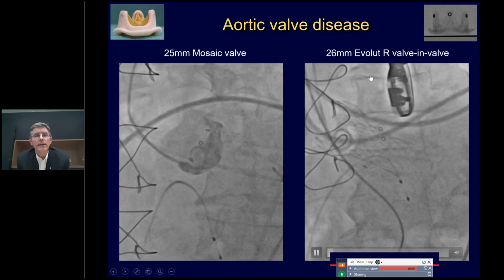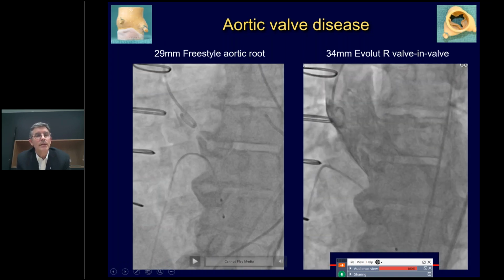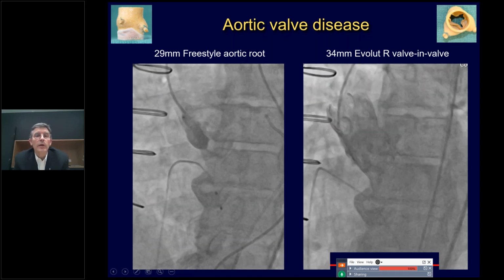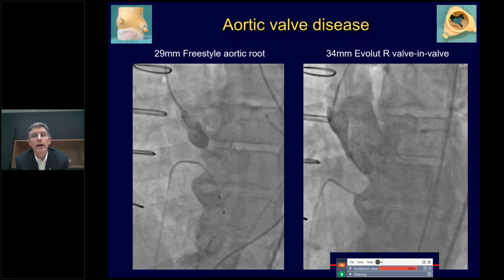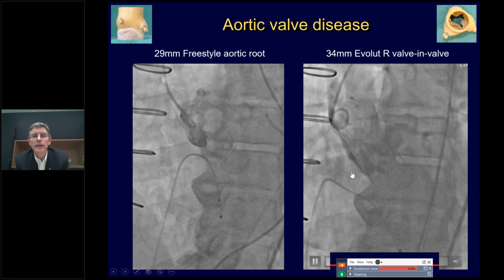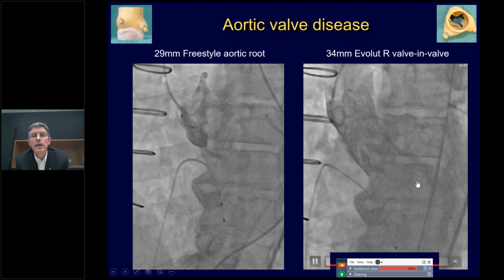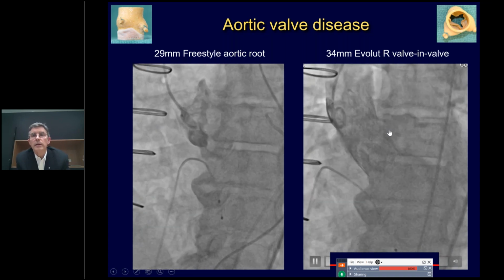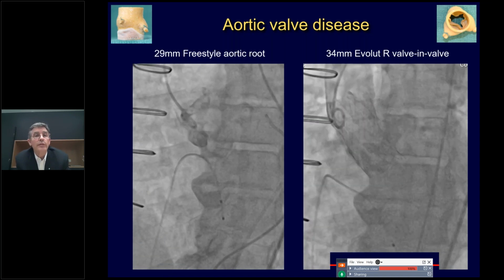The more difficult one is the Freestyle valve, because there's just nothing to see. You cannot really see where the valve is. You have to make your best guess and try to figure out where to put the new valve. And we, I think, got a reasonable result, perhaps a little bit lower, and maybe because of that, we've got a little bit of residual leak here, but no gradient, and this patient did well, and I'd expect that patient to continue to do well again for another 10 or 15 years.